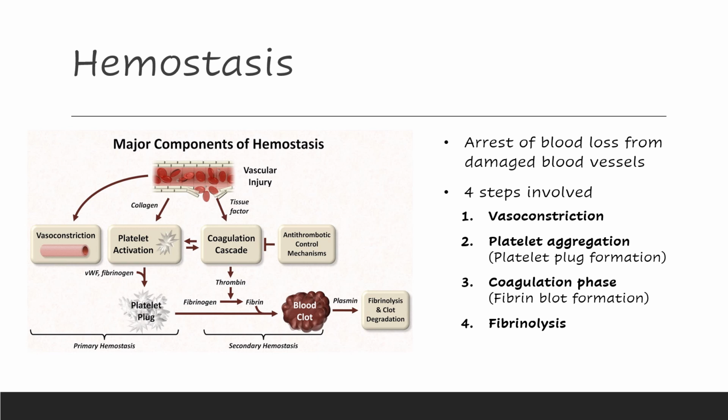For this to occur, 4 steps are involved. Firstly, the vessel will vasoconstrict to reduce blood flow. Then the platelets will gather and aggregate to form a platelet plug. This is followed by the coagulation phase, where fibrin is formed and clots the blood. The final step will be fibrinolysis, to break down the fibrin.